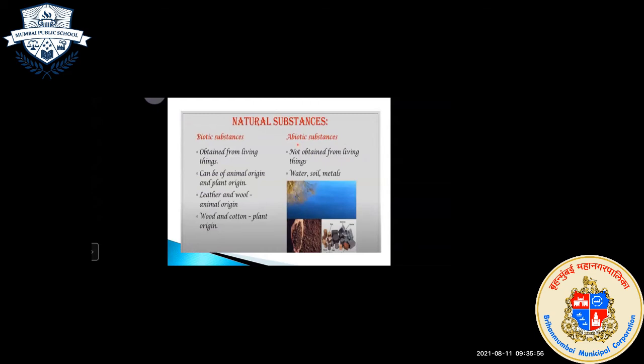Okay. Now see here, we'll go ahead. Natural substances, biotic substances and abiotic substances. So biotic, as I have explained to you, are obtained from living things, and can be of animal origin or plant origin, that is leather and wool, animal origin, wood and cotton, plant origin. And abiotic are not obtained from living things, that is water, soil and metals.